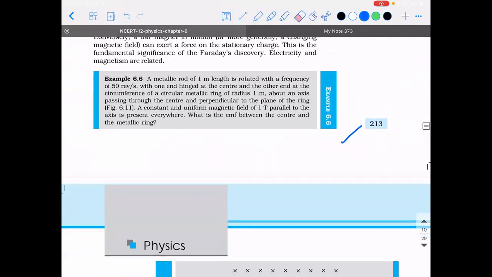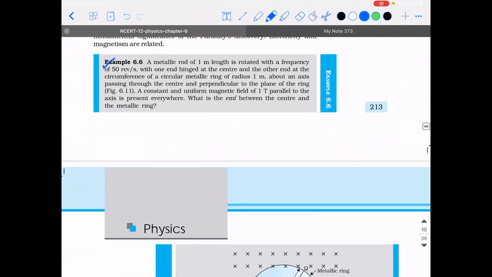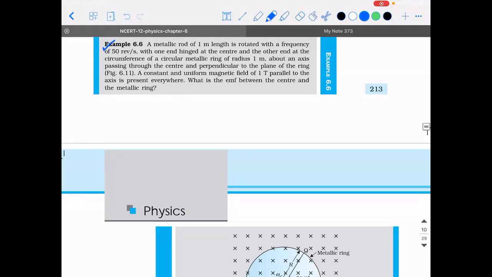Now, let's solve a problem that is based on this concept. There is a metallic rod of 1 meter length, which is rotated with a frequency of 50 revolutions per second, with one end hinged at the center and the other end at the circumference of a circular metallic ring of radius 1 meter. About an axis passing through the center and perpendicular to the plane of the ring, a constant and uniform magnetic field of 1 Tesla parallel to the axis is present everywhere. What is the EMF between the center and the metallic ring?